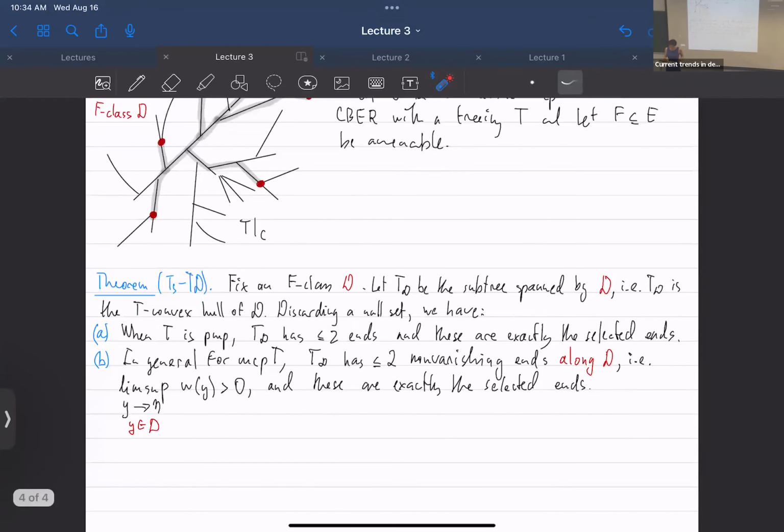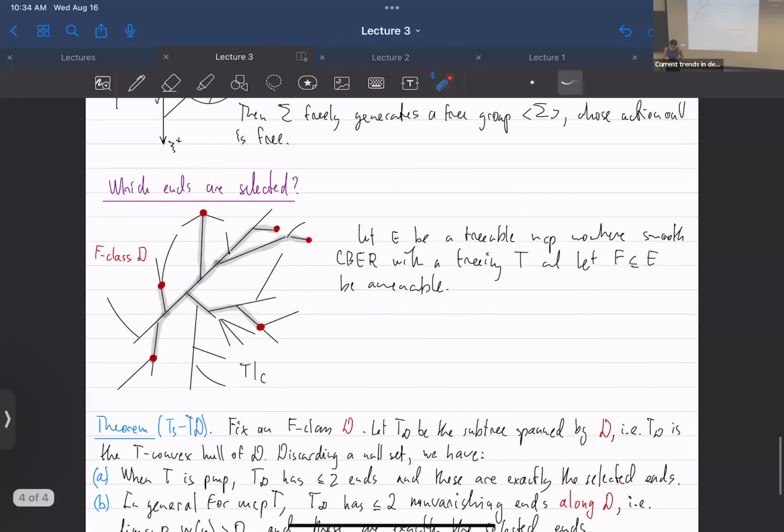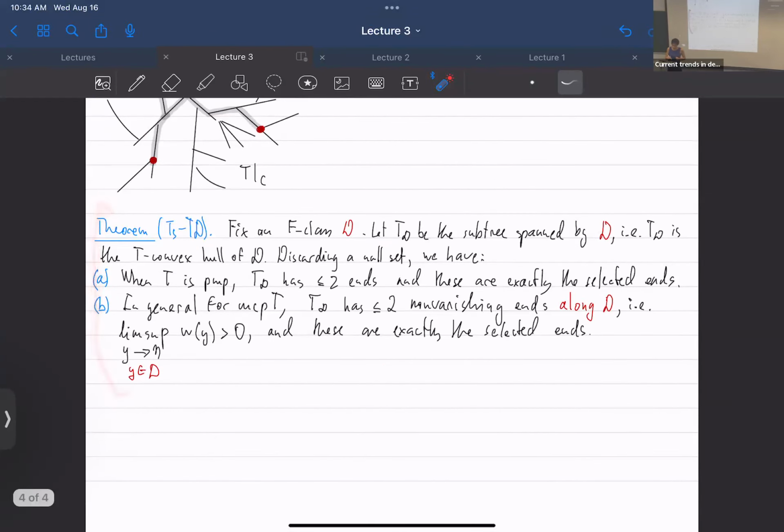It turns out that this convex hull T_D has at most 2 non-vanishing ends witnessed by the vertices in the class D. So you take the lim sup of the weights along the F class, and this lim sup has to be positive. That happens only for at most 2 ends, and those are the ends that are selected. So again, looking at the tree with the cocycle, you can tell exactly which of the at most 2 ends are selected. And this structural theorem has 5 consequences, and answered a couple of questions that I don't get to talk about, but I'm happy to discuss it afterwards. Okay, thanks.